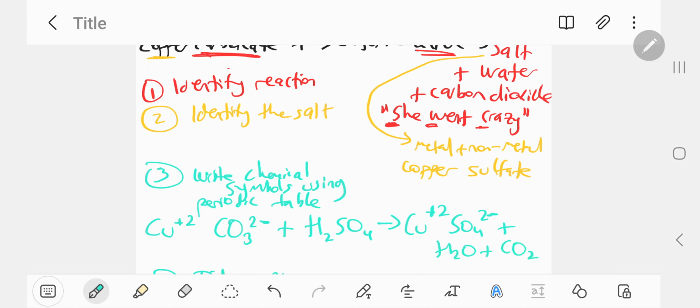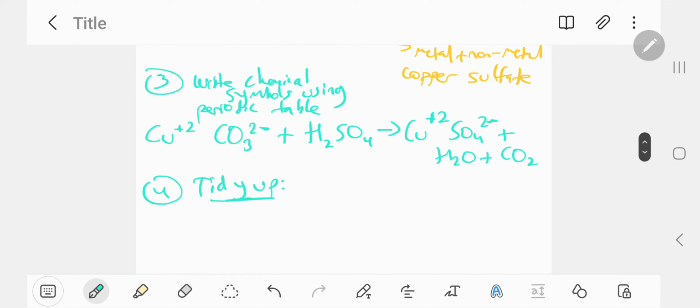Think of CO2 emissions. You probably hear that on the news or on TV. CO2 emissions means carbon dioxide emissions. So carbon dioxide. And then step 4, the last step, is to tidy up.